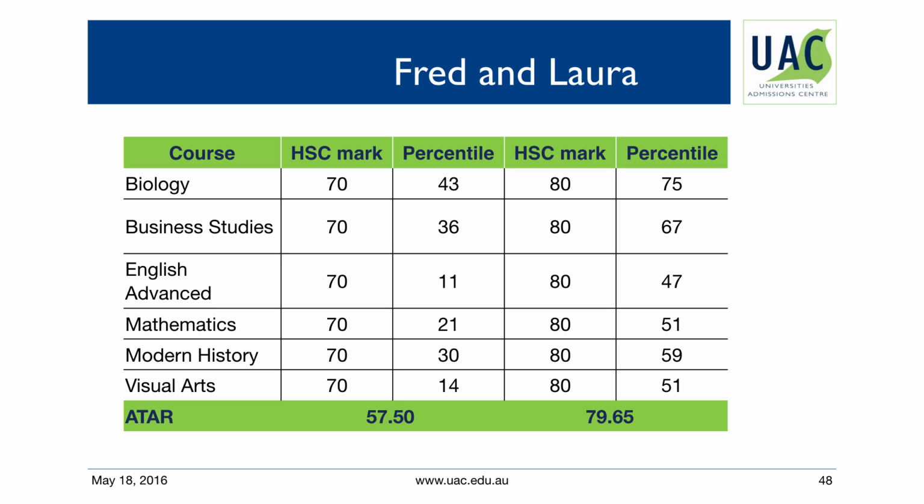If we look at advanced English, mark 70, he's in the 11th percentile, and I can tell you that the median HSC mark for advanced English was 81. The year before, 82. It's not like back in the dark ages when I went to school and you got a 50 and you passed. It's not like that anymore.